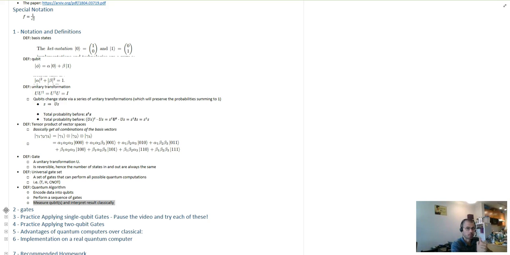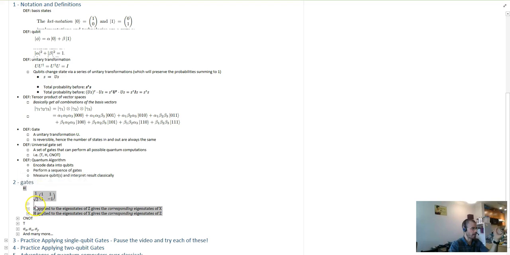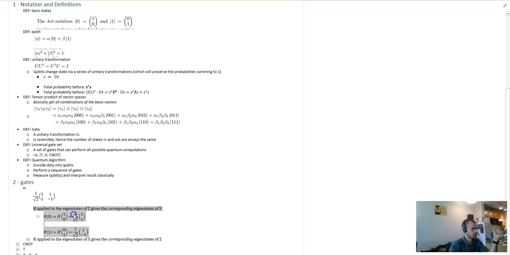All right, so next we're going to go over a few gates and what they do. A very important gate in quantum computing seems to be the Hadamard, from what I've seen, or H gate. And it looks like this. Now if you apply it to Z eigenstates, you get the corresponding X eigenstates. So if you apply this to this, you'll see that it picks out this column, and so this is actually the X eigenstate, the X spin-up eigenstate. And apply it to this and you get the X spin-down eigenstate.